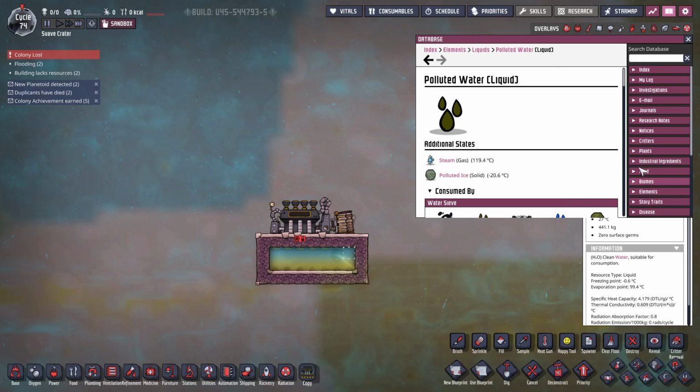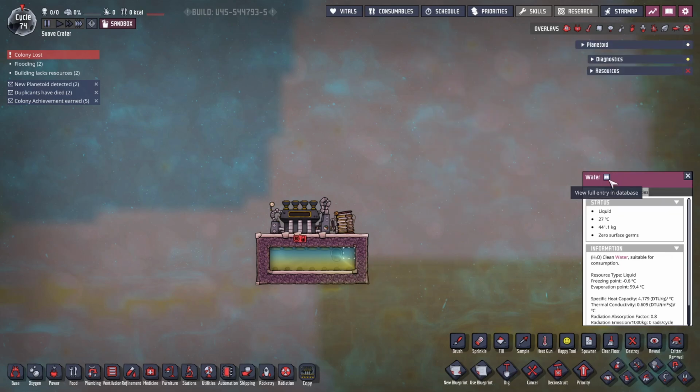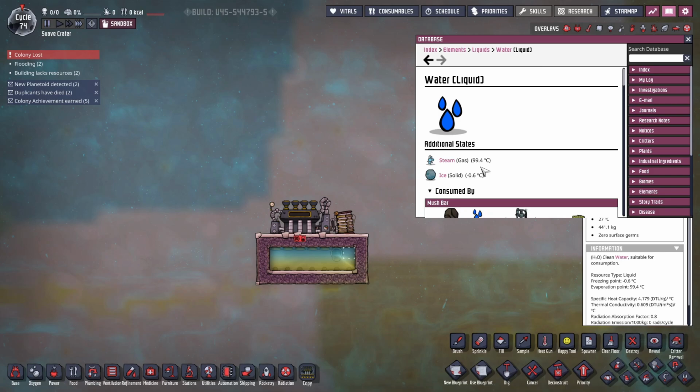And for the water, it's a bit different. The temperature is not exactly the same. It is 99.4 degrees. It turns into steam. So when this temperature is reached, the polluted water and the water will turn into steam.